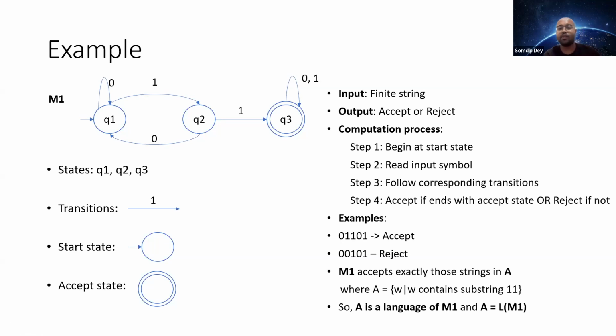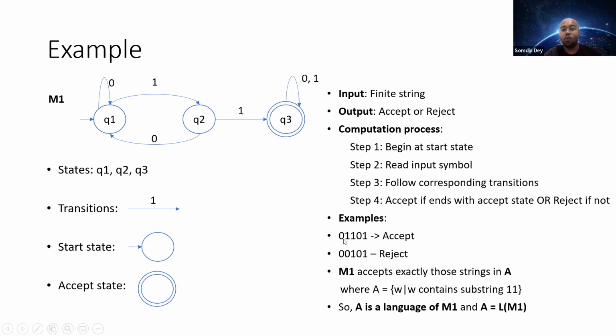For this finite automaton, let's take an example string: 01101. We start with Q1, the start state. Here we can see that Q1 goes to itself if the input is 0, or if it is 1, then it moves to the next state, which is Q2. So the first input is 0, and it comes back to itself. It remains in the same state.